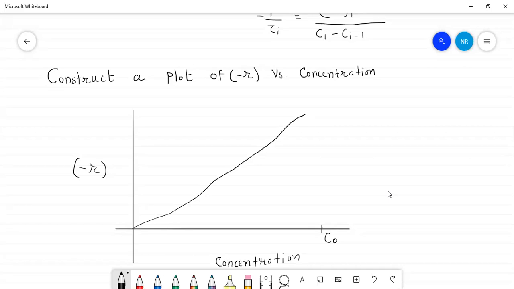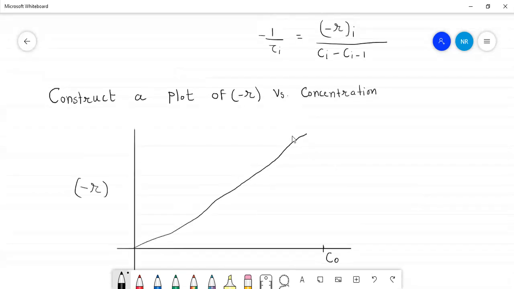It's one method to find out the concentration after any reactor. We know generally the initial concentration we feed into the reactor. Now here we have the equation: 1 divided by tau i minus 1 divided by tau i is equal to minus r of i, for example, r of 1 divided by C1 minus C0.